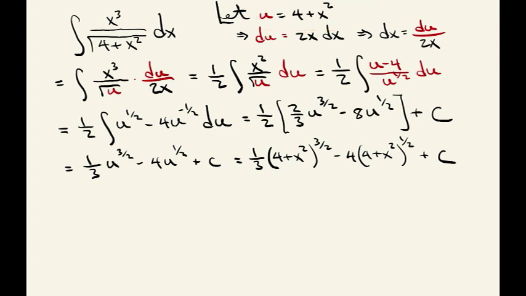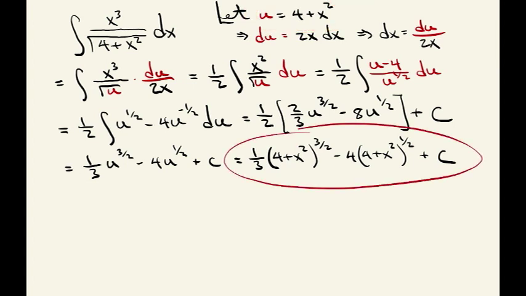And this would be a fine place to end the problem. If we wished, we have in fact found an antiderivative of x cubed over the square root of 4 plus x squared, and it's entirely in terms of x. However, we might recognize that there's a 4 plus x squared to the 1/2 as a factor of both of the terms in our answer.